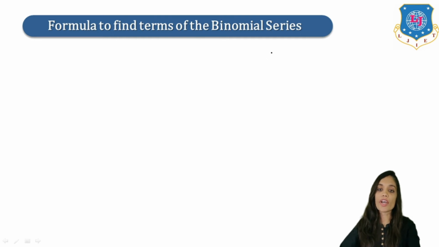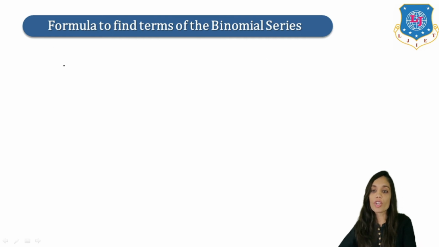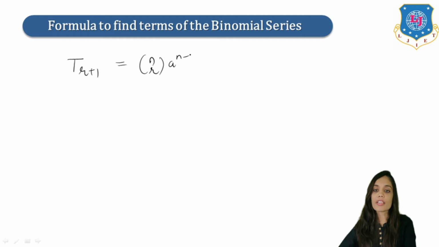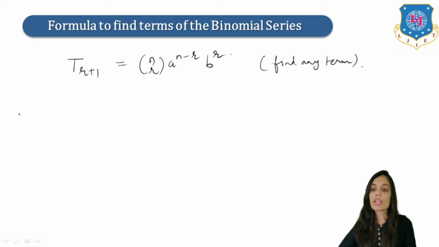So now let us study the formula to find any term of a binomial series. If you want to find the fourth term, the formula for such a thing is T(r+1) equals nCr a raised to (n - r) b raised to r. So this is the formula to find any term in a binomial series, right? Now, if I want to find the middle term, it depends upon the value of n, right?